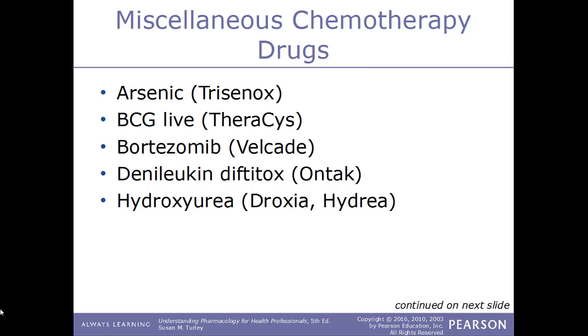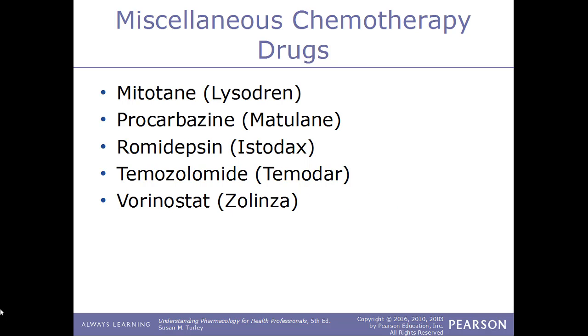There are other types of chemotherapy drugs that are more miscellaneous, such as arsenic, which will be sold as the trade name of Trisenox, BCG Live, sold under the brand name of TheraCys, bortezomib, sold as the brand name of Velcade, denileukin diftitox, known by the name of Ontak, hydroxyurea, known by the brand names of Droxia or Hydrea, mitotane, also known by the trade name of Lysodren, procarbazine, known by the trade name of Matulane, romidepsin, known by its trade name Istodax, temozolomide, known by the trade name of Temodar, and vorinostat, also known by its trade name Zolinza.